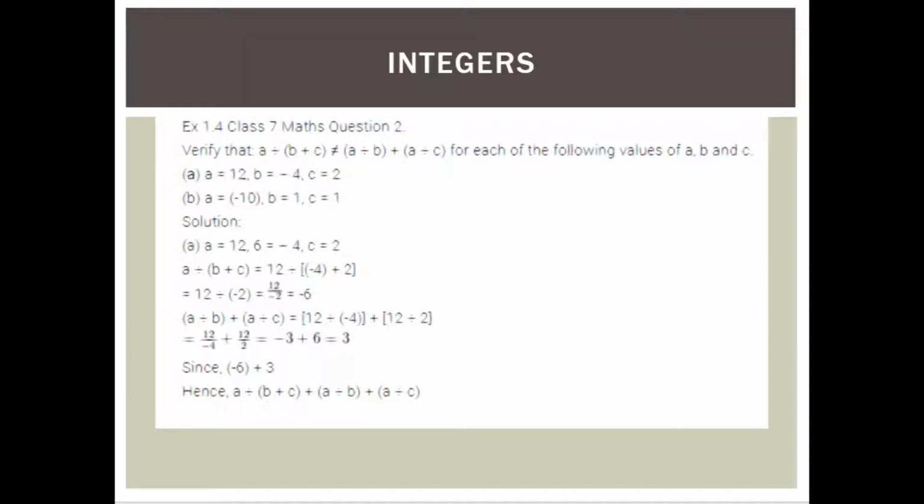What is given on the other side, that is A divided by B plus A divided by C, that is 12 divided by minus 4 plus 12 divided by 2. So 12 divided by minus 4 is minus 3 and 12 divided by 2 is plus 6. So minus 3 plus 6 equal to plus 3. Hence we can say that these two answers, minus 6 and plus 3, are not equal. We needed to verify this, so it is not equal. Similarly, you can solve for B part.